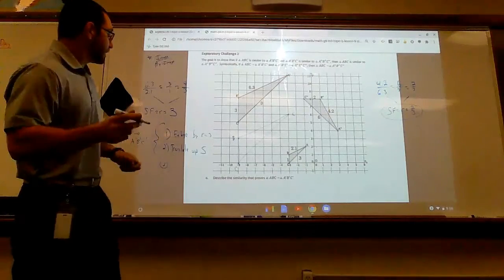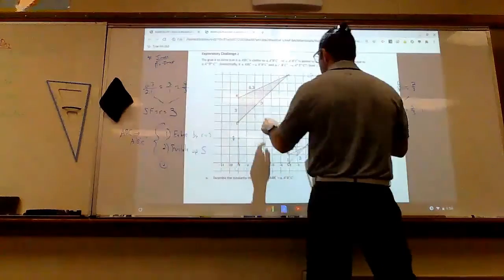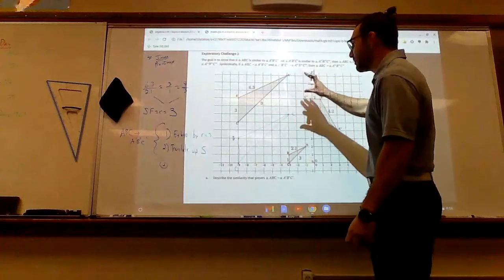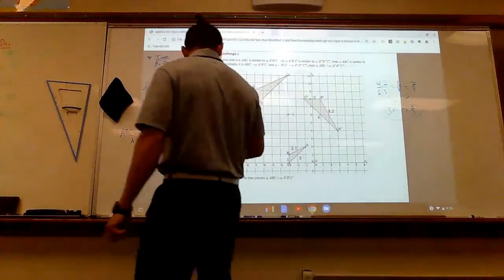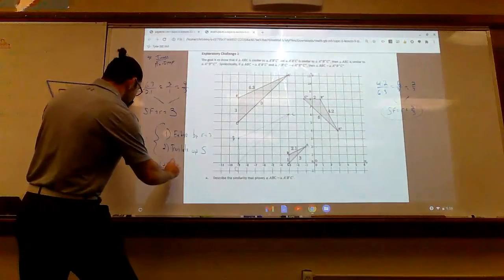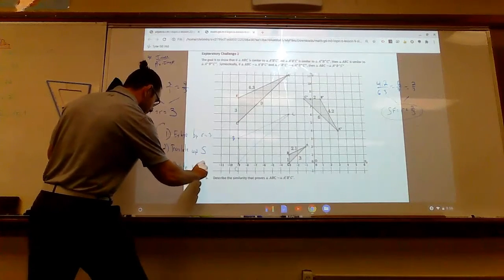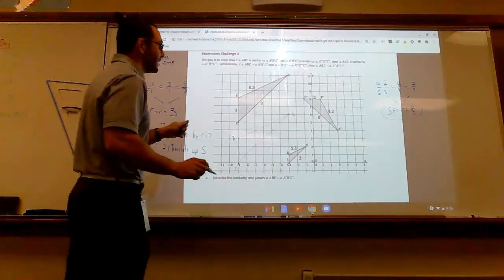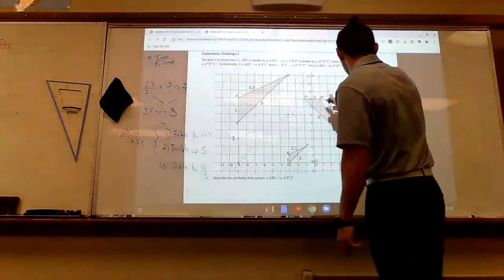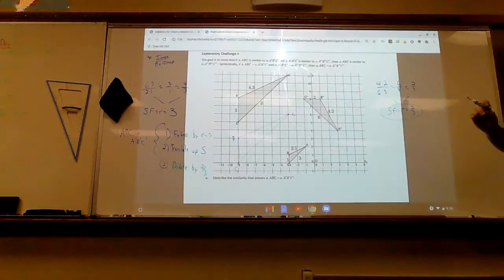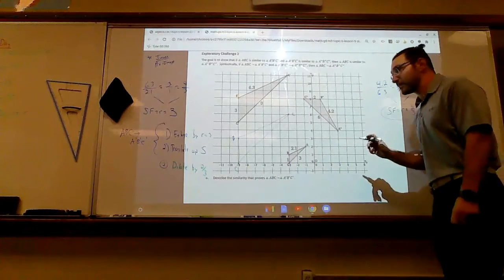So now we need to dilate by 2/3. Okay? So that means shrink it down. So when we shrink it back down, so now we're dilating by 2/3. Why are we dilating? Because to get from here to here, the scale factor is less than 1, which means we have to shrink it down.